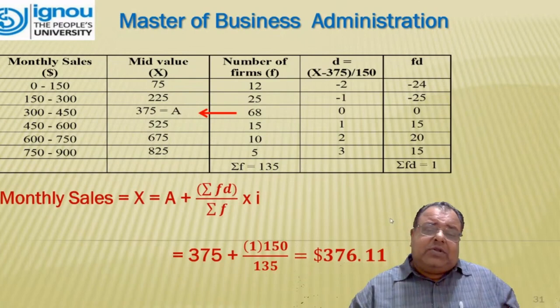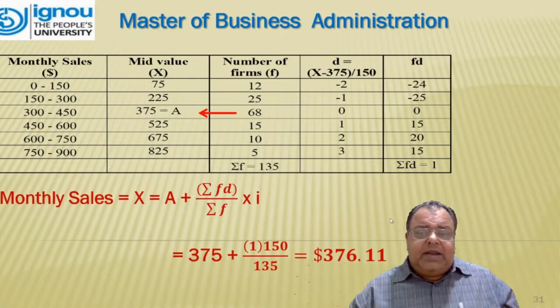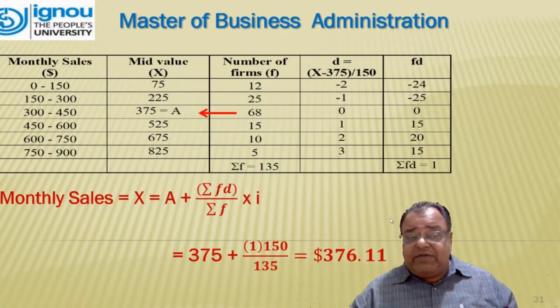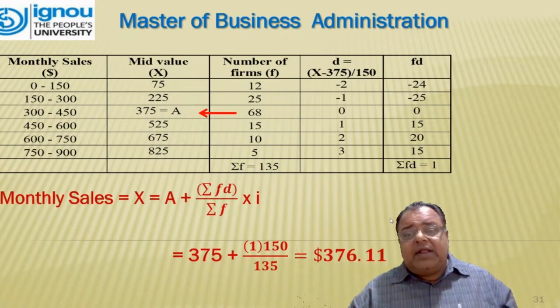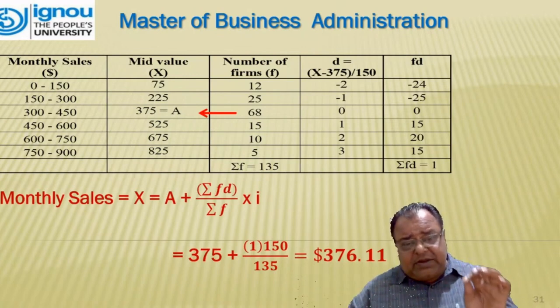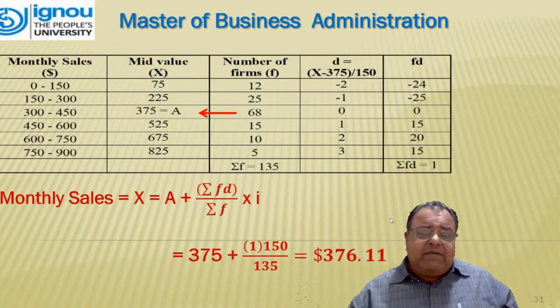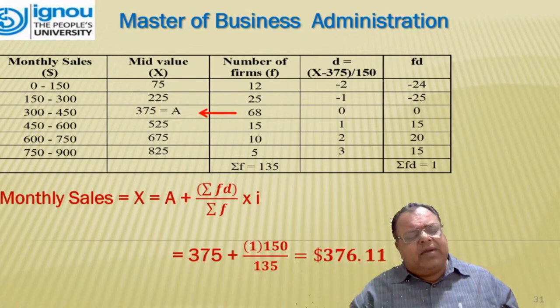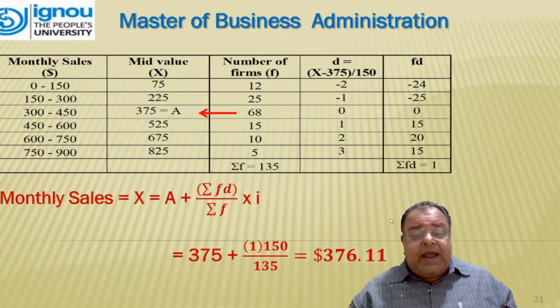Moving to the fourth column, we have to calculate D. D is x minus 375 upon 150. 375 is your A and 150 is the difference between the monthly sales intervals. As a practice, the row in which we have placed the assumed value, we can straight away put 0 in the D column. There is no need for calculating it. We can write -1, -2 above 0, and below 0 it will be 1, 2, 3.